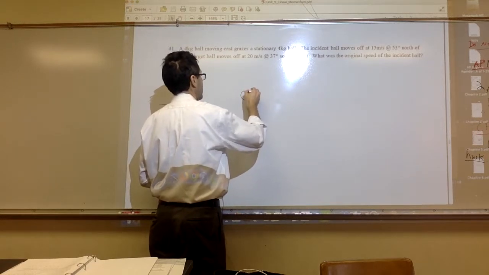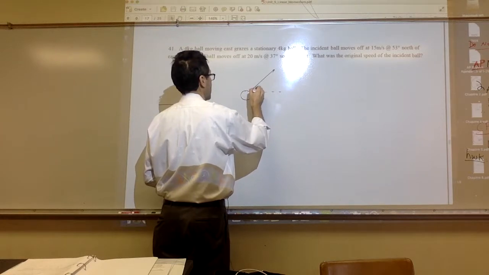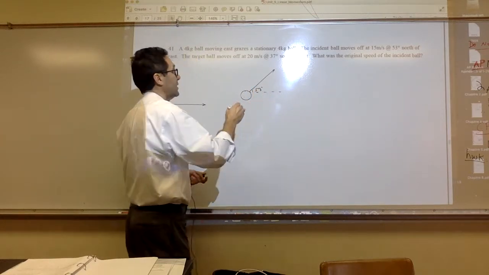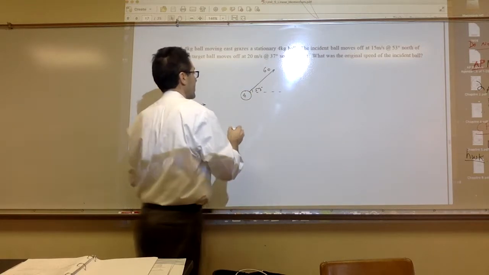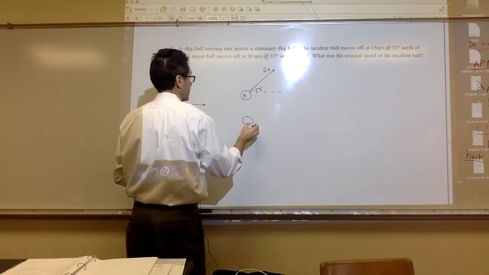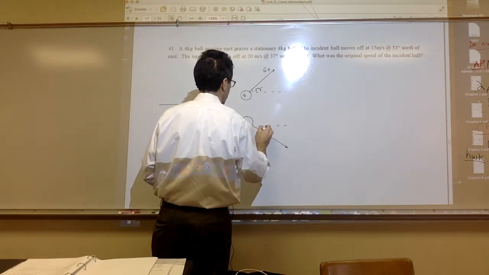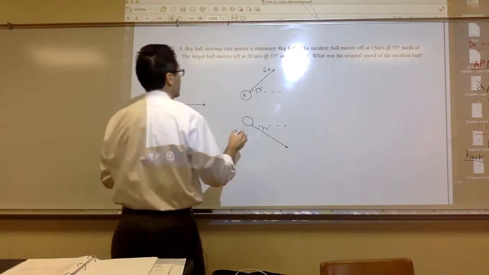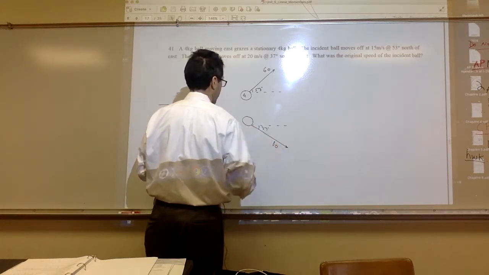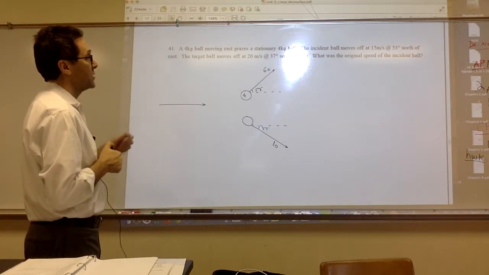So one of the objects moves this way at 53 degrees, and it's going to have a momentum of 60. This is 4 kilograms. And the other one is going to move at 37 degrees, and it's going to have a momentum of 80. Now, what was the original speed of the incident ball?